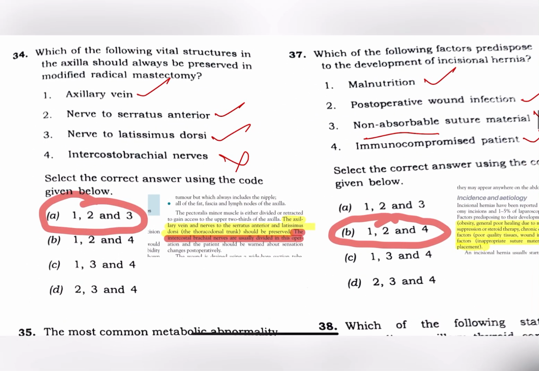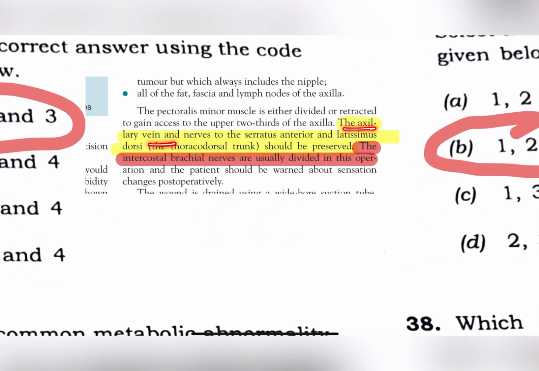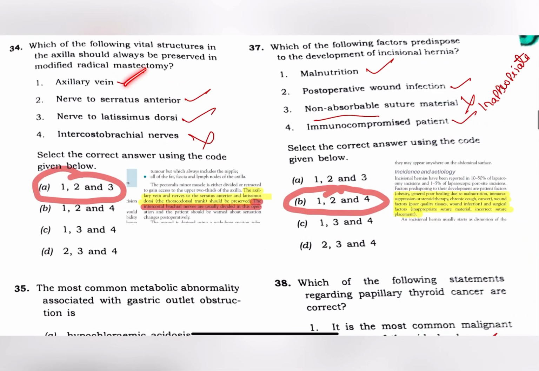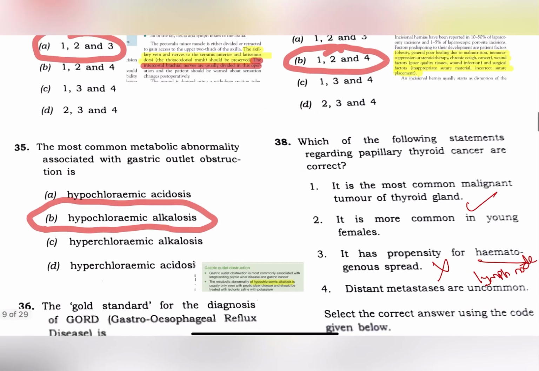In the next question we have, which of the following vital structures in the axilla should always be preserved in MRM? The axillary vein and nerves, serratus anterior and latissimus dorsi should be preserved, while the intercostobrachial nerve is usually sacrificed in this operation. So vein, serratus anterior, latissimus dorsi we have to preserve, while intercostobrachial we usually sacrifice it. So the answer is 1, 2 and 3 are true.